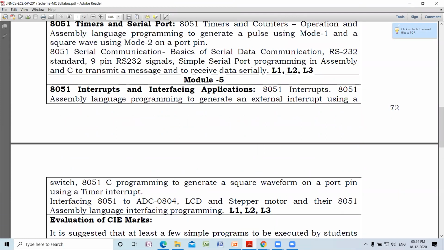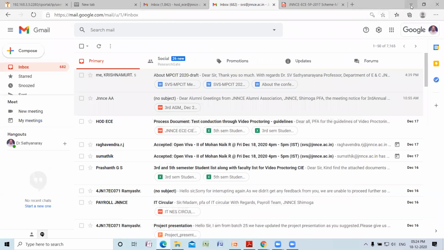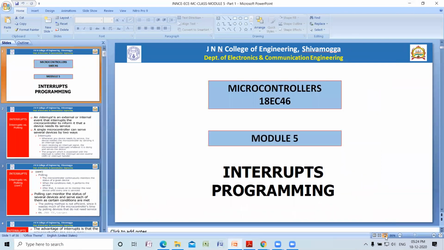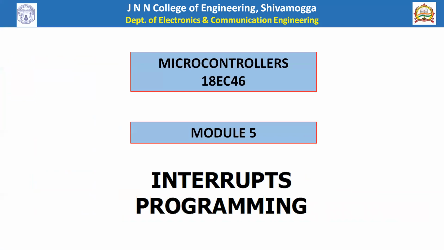8051 interrupts and interfacing applications: 8051 interrupts, 8051 assembly language programming to generate an external interrupt using a switch, and an 8051 C program to generate a square wave on a port pin using timer interrupt. So let us see the first part, that is 8051 interrupts. Interrupt programming.